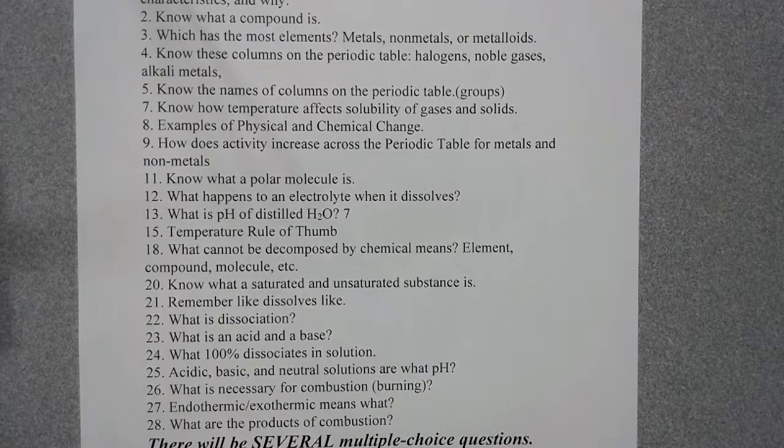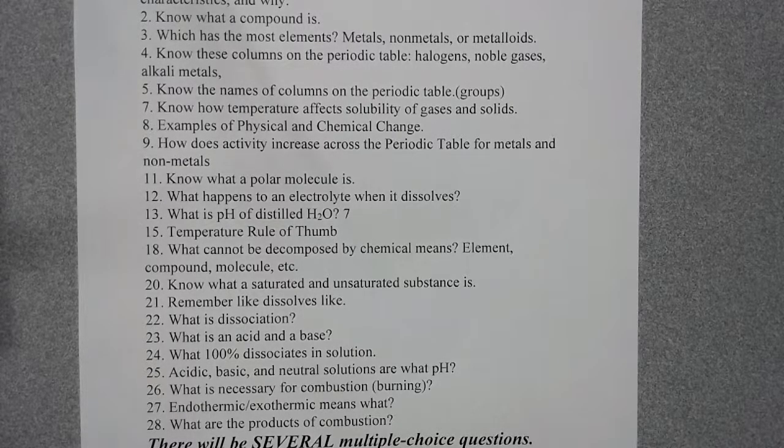It says know how temperature affects the solubility of gases and solids. With solids, as the temperature rises, so does the solubility, and with gases, as the temperature rises, the solubility decreases. Examples of physical and chemical change: physical change is when the surface or the way something looks changes, like you would think. And chemical change is more when the compounds or the things that make up something change. But you can look up some different examples of that.